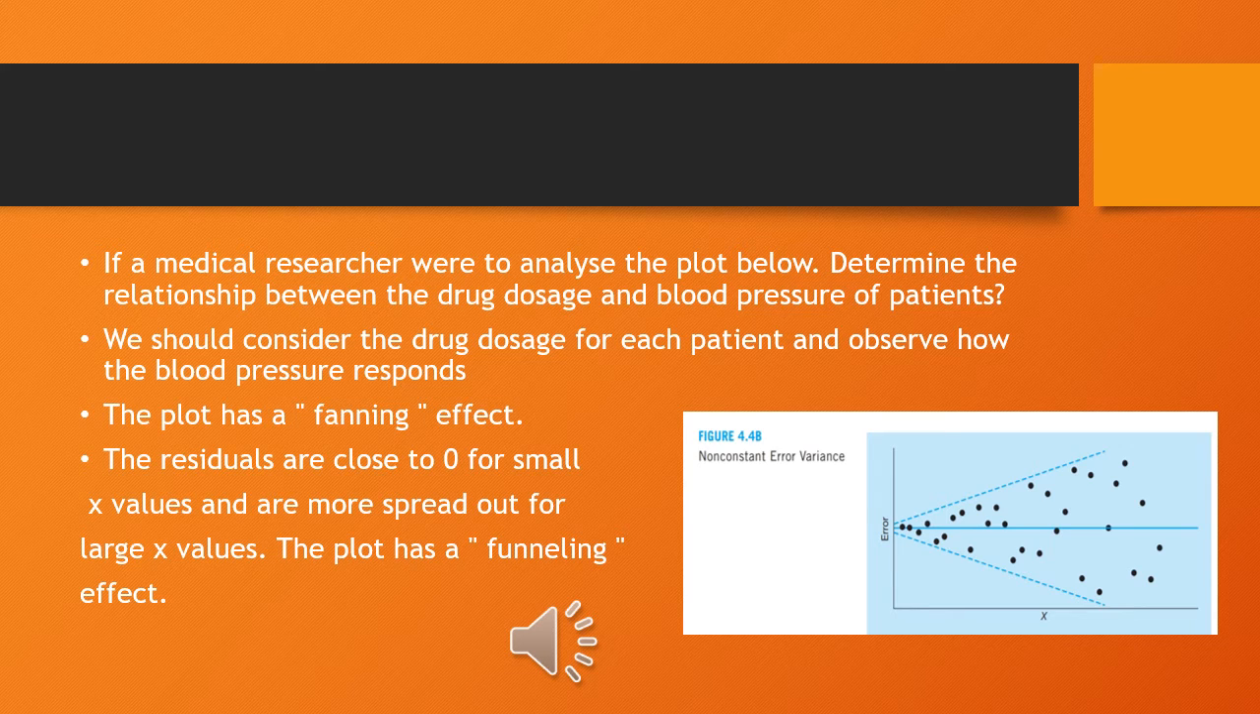As we can see, the plot has a fanning effect where the residuals are close to zero for small x values and more spread out for the large x values. So the plot has a funneling effect. As you can see in the diagram, it's all spread out. It starts really small, as we can see at the error side, and then as it expands, it scatters everywhere. So that's why it's a non-constant error variance.